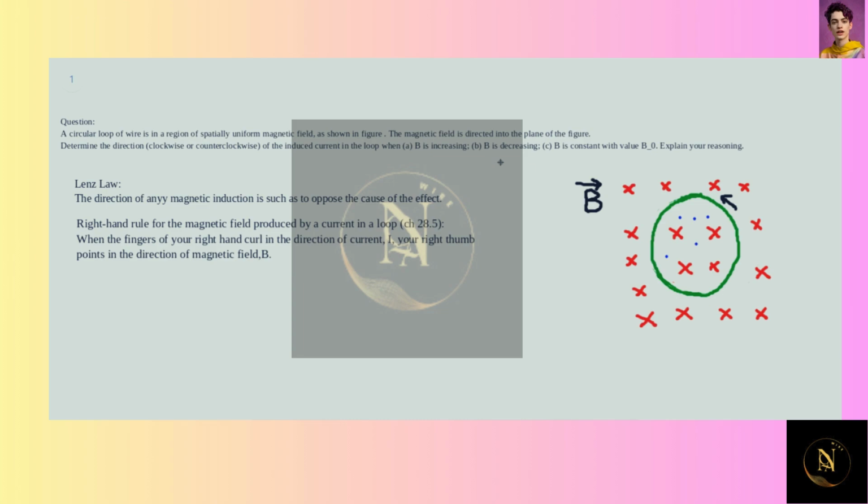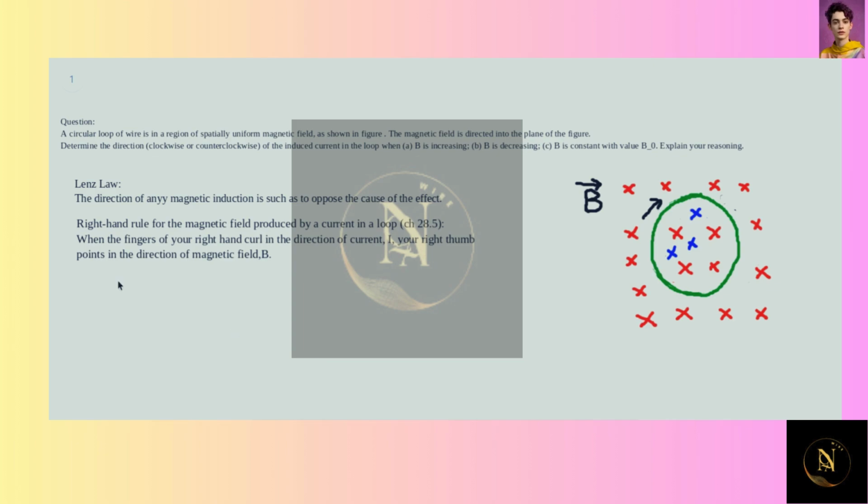Similarly, let's talk about what happens if B is decreasing. So let me rub this part. Okay. If B is decreasing, the loop will again try to induce some magnetic field towards the page because it wants to oppose the effect. So there will be some induced magnetic field towards the page now, like that. If you have some magnetic fields that are induced towards the page, you do the same thing, you apply your right hand rule. You point your thumb towards the page, and then you curl your fingers. If you do that, you will see that the current is pointing this way, which is clockwise.